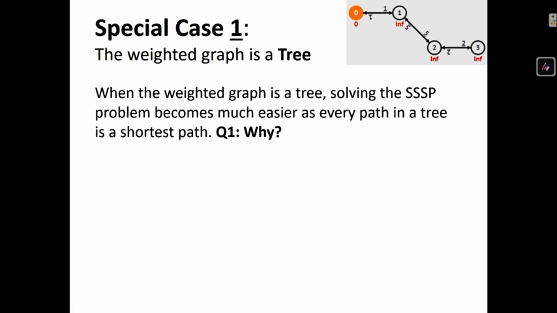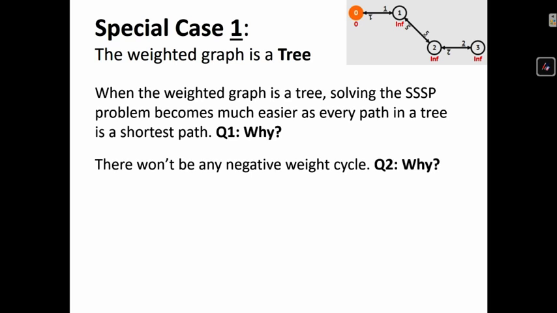When the weighted graph is a tree, solving the SSSP problem becomes much easier, right? Because every path in the tree is also the shortest path. Why? Yes, in a tree there's only one path between any pair of vertices. It's the smallest connected graph, so there are no extra edges to form any cycles. So there are no negative weight cycles, right? Why? Because there are no cycles, correct? So no cycles, no negative weight cycles.